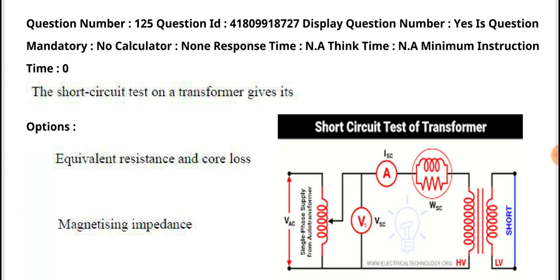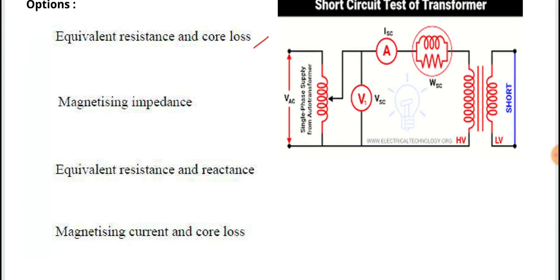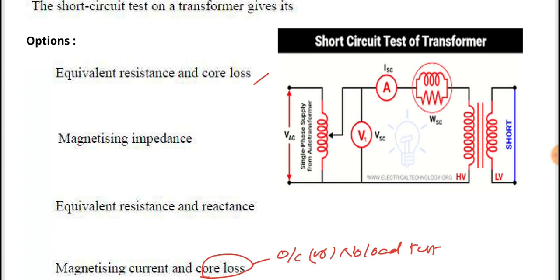Okay, so I will move to the next question here. It's a theory question. The short circuit test on a transformer gives what? The options are equivalent resistance and core losses, magnetizing impedance, equivalent resistance and reactance, magnetizing current and core losses. So see here, core losses are found from the open circuit test. We can call this a no load test also. So from the no load test we can calculate these losses.